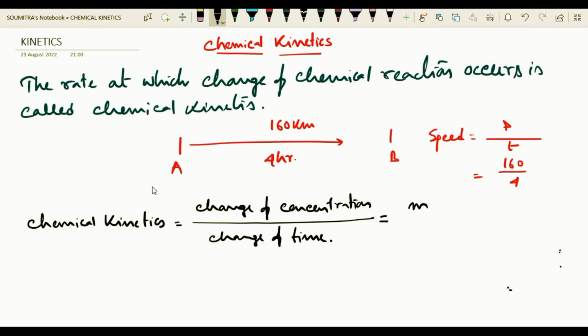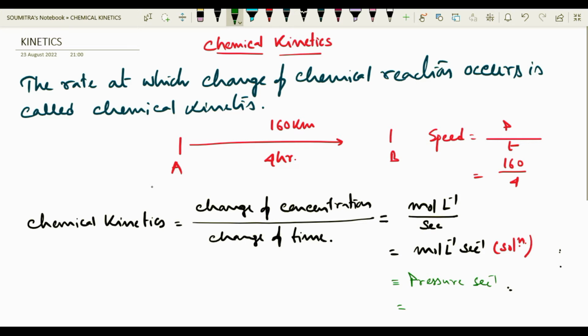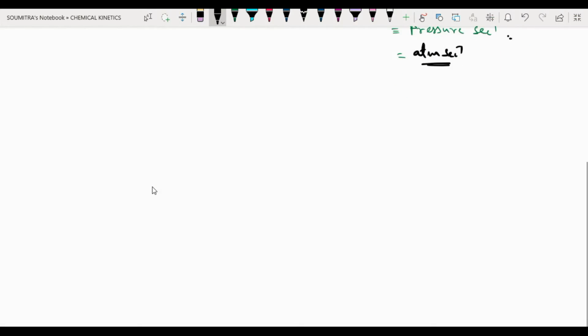In most cases, we take the concentration as mole per liter and time as second. Thus the unit will be mole per liter per second in case of reaction in solution. And if we take a gaseous reaction, in that case we will take pressure per unit second, for example atm per second. This is the change of pressure.